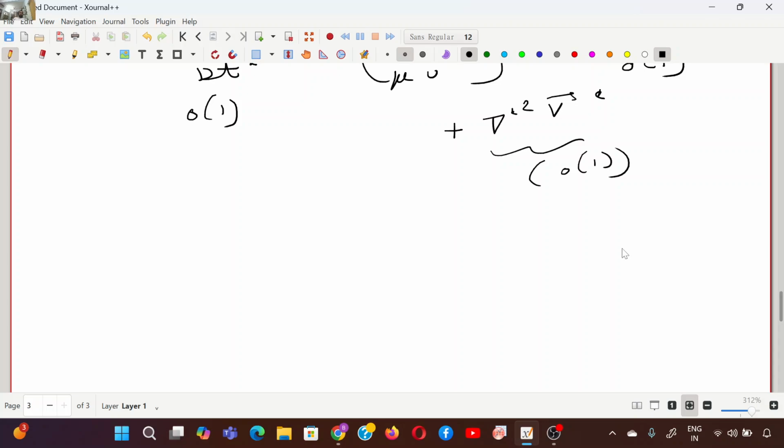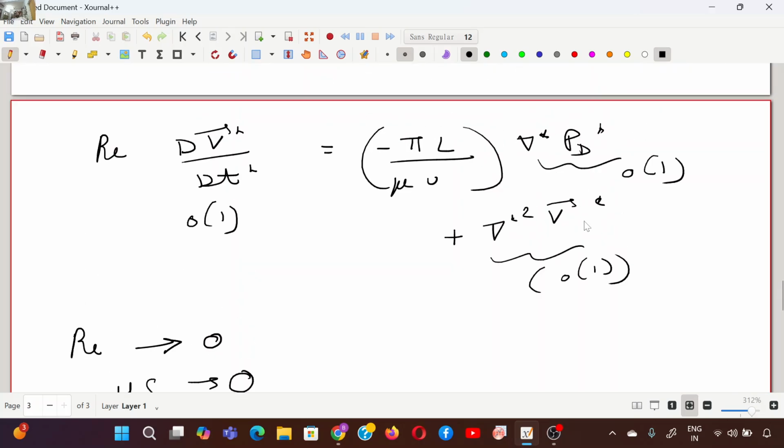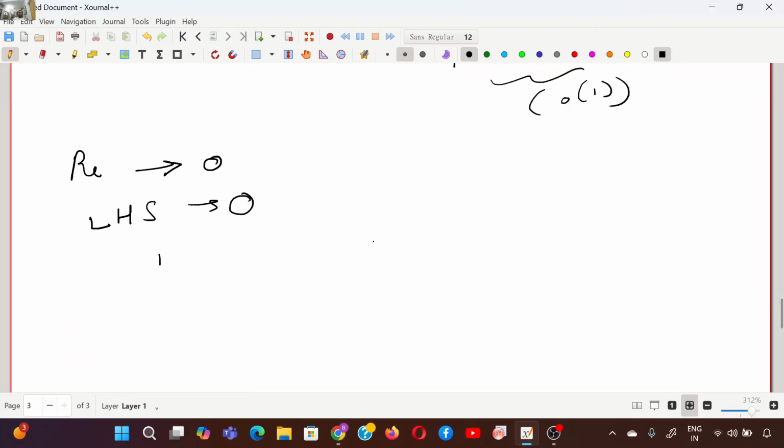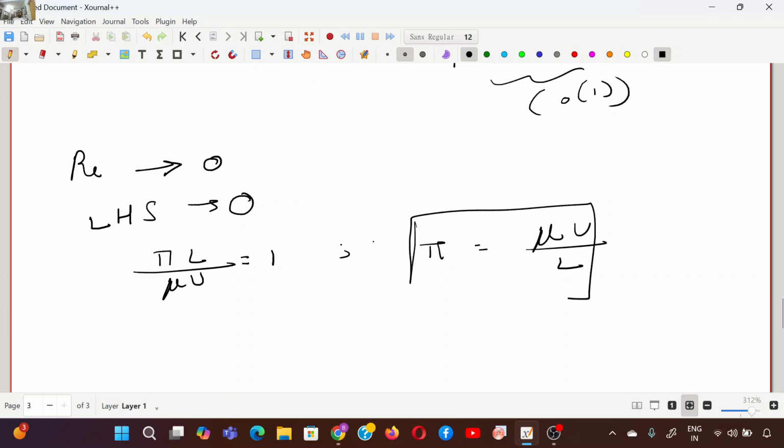Now let us take two limiting cases. The first is when the Reynolds number is very small. Say Reynolds number is equal to 0. So left hand side will be what? Something of order 1 multiplied by 0 is equal to 0. And right hand side, this is order 1, this is order 1. These two have to cancel each other because there's a minus sign here. So if this has to cancel, this has to be 1. So pi L by mu has to be 1, or pi is equal to mu u by L. So this is the appropriate scale for pressure.